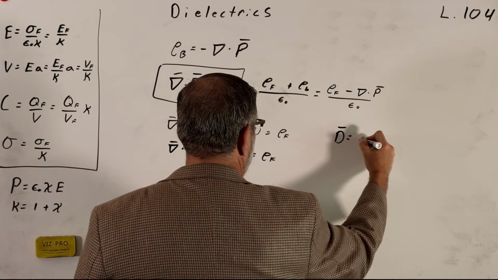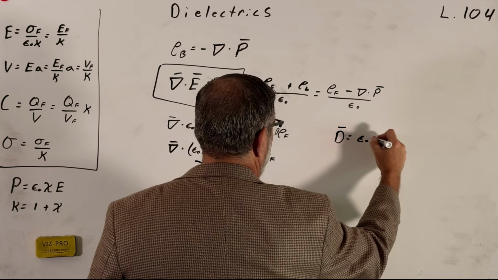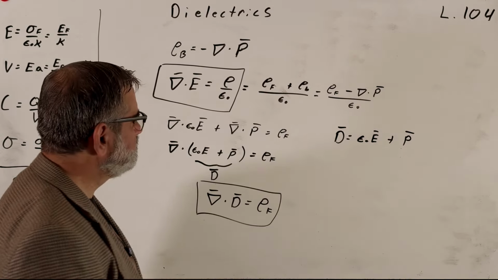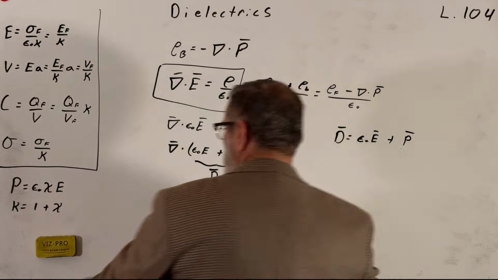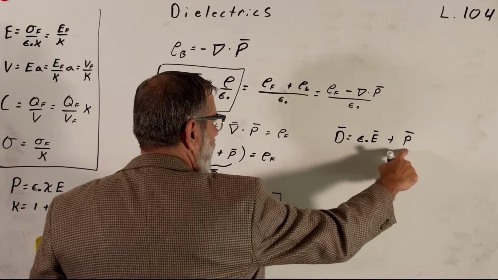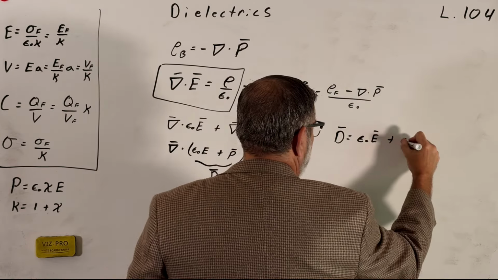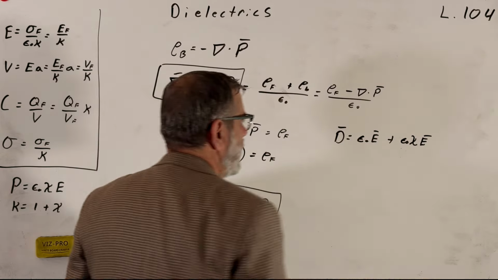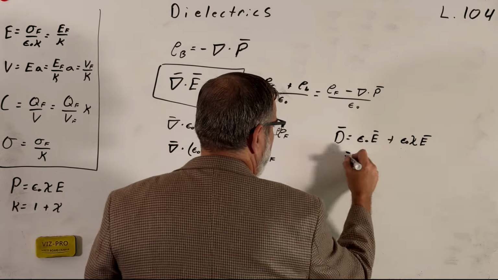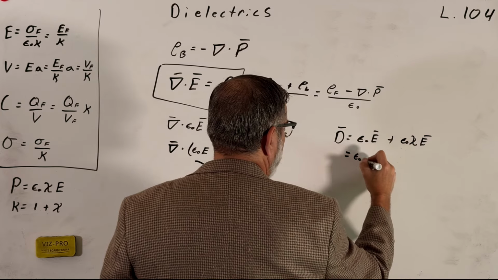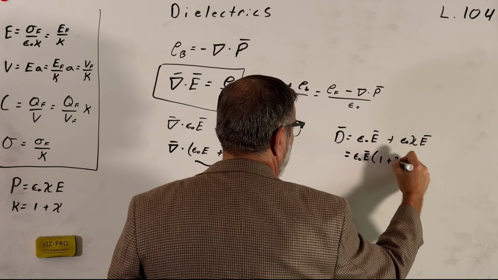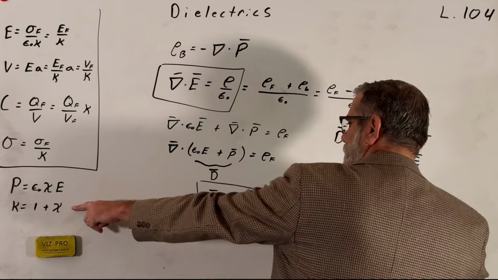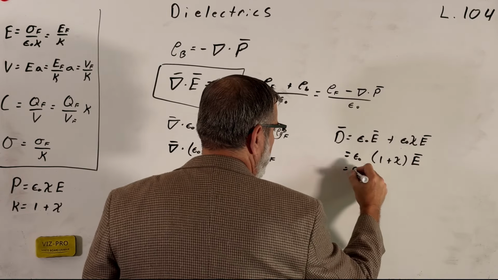D is equal to epsilon naught E plus P, the polarization, right? Well, if I use this here, this just becomes epsilon naught chi E. Yes? I can factor out the epsilon naught and the E, and I get 1 plus chi. Actually, I'll put the E over here. And recall that 1 plus chi is just the dielectric constant, kappa.